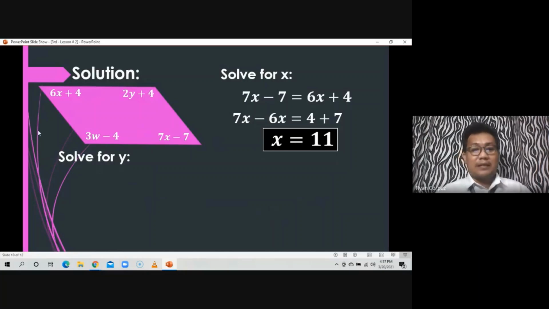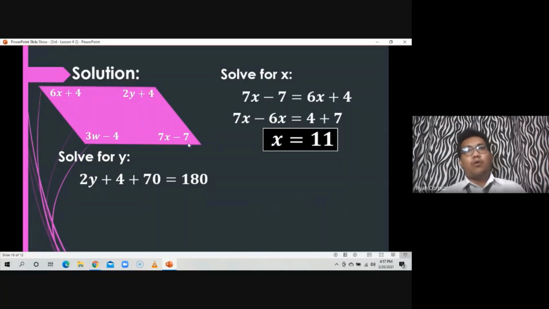So, pwede natin gamitin yun. So, since equal yan to 110 degrees, na alam natin equal to 110 degrees, pwede natin equate yung 2y plus 4 is equal to 110 degrees. Or, any two consecutive angles are supplementary. So, pag in-add yung dalawang to, it will be equal to 180 degrees.